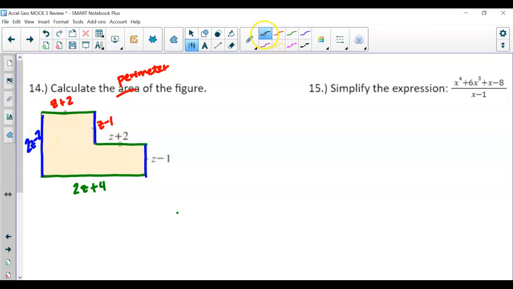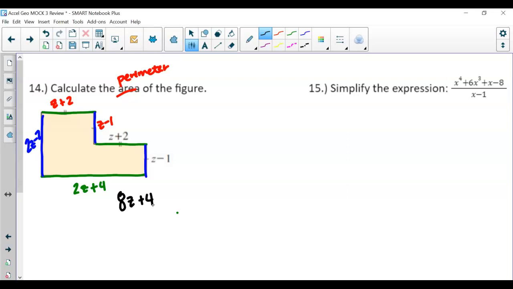So now it's all about just combining like terms, right? You're adding up to get the perimeter, and you should get 8z plus 4.